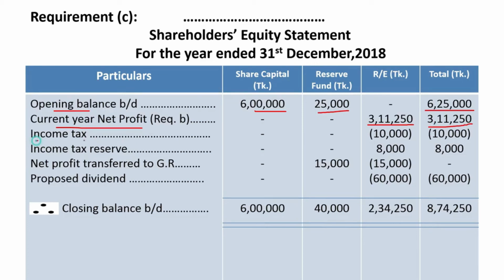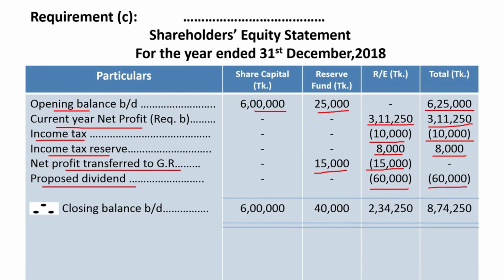Now income tax will be deducted from retained earnings column 10,000 taka. It also be deducted from total amount column 10,000 taka. Now income tax reserve will be added to retained earnings column 8,000 taka, and it also be added to total amount column 8,000 taka. Now net profit transfer to general reserve. So it will be added to general reserve fund and it will be deducted from retained earnings column 15,000 taka. Now proposed dividend, it will be deducted from retained earnings column and it also be deducted from total amount column.